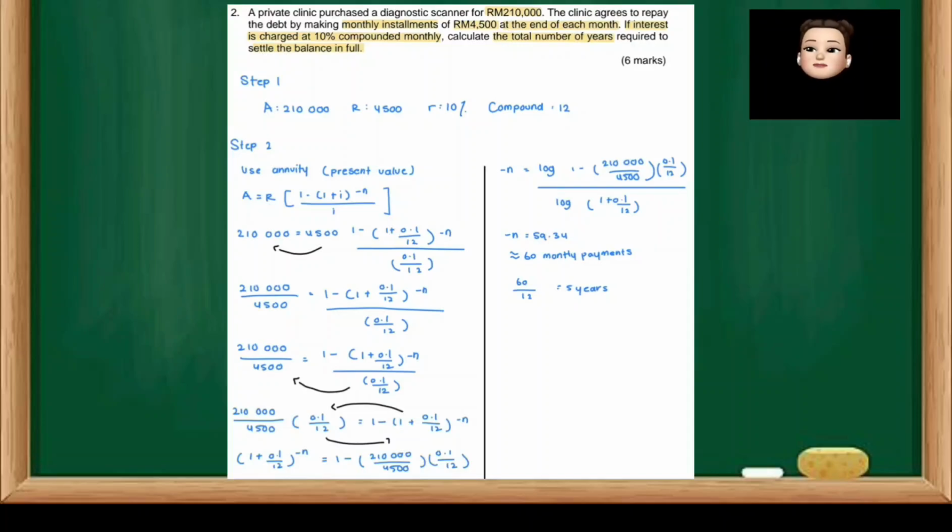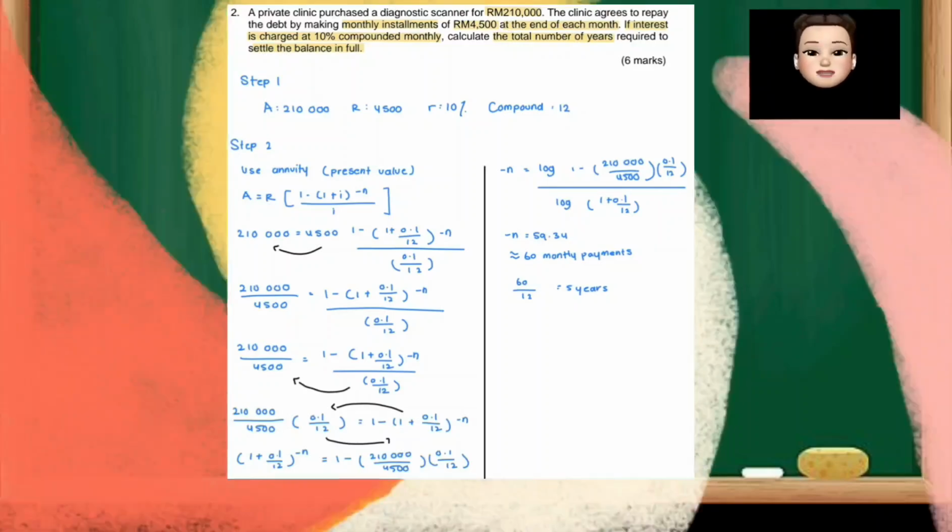Then you can solve it by using your calculator, and we get the answer, minus n is minus 59.34, which is about 60 monthly payments. Then we divide 60 by 12 months in a year. We get the answer, 5 years.